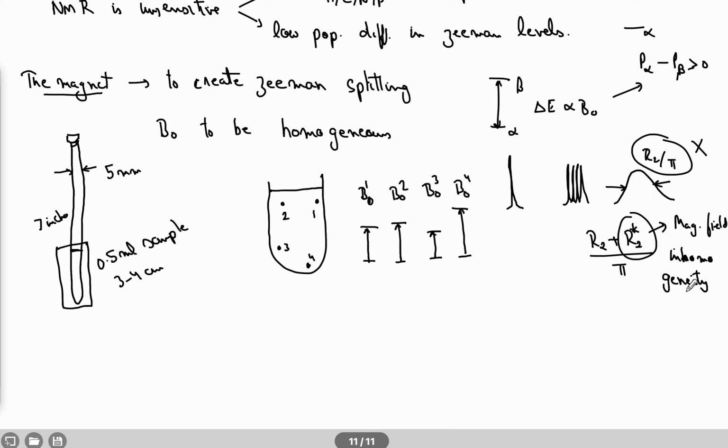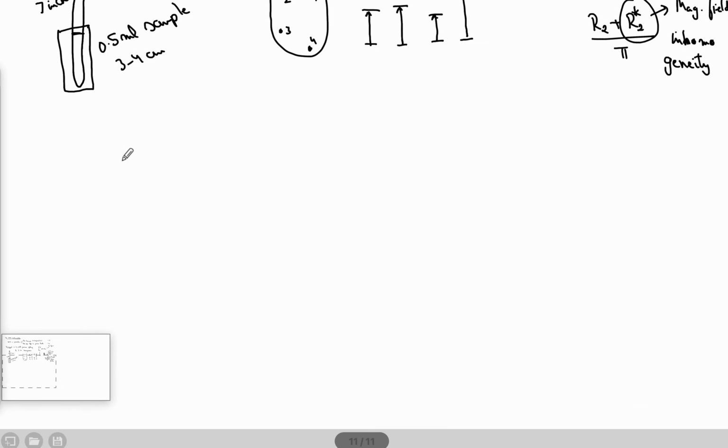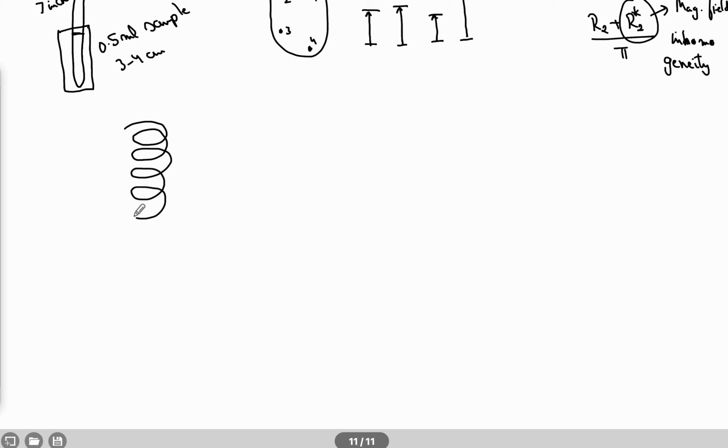So inhomogeneity is very bad for a good NMR spectrometer. So you want to minimize inhomogeneity. That means you want to maximize the homogeneity of B0, and to achieve such a magnetic field, you need to work with coils where you can generate a magnetic field by supplying electric current.